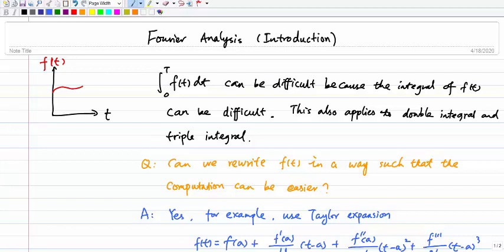In this video, I'm going to talk about the Fourier analysis. So this is the first part of the Fourier analysis. I'm going to focus on some basic introduction.